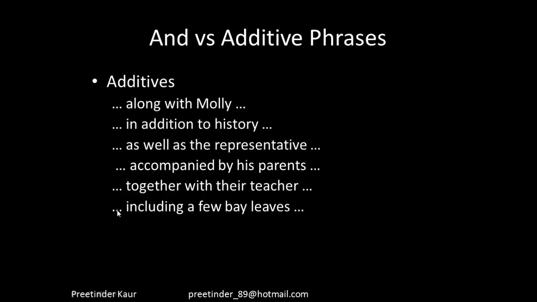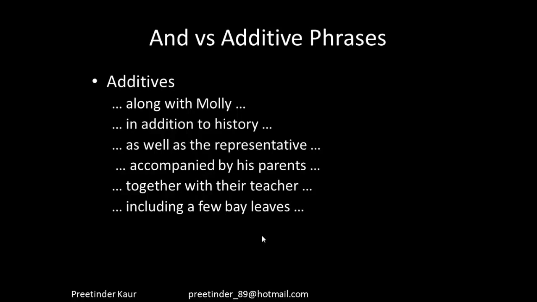The ingredients, including a few bay leaves, are. Now here we'll consider the subject ingredients, not these bay leaves. So ingredients are doing something. So I hope that you would have understood the difference between when we use "and" and when we use all these additive phrases. In "and", the end product is always plural, but in additive phrases, the end product depends on what comes here as the first subject. All these extra things like Molly, history, representative, parents, teacher, leaves, these should not be of our concern while checking for the subject-verb agreement errors.